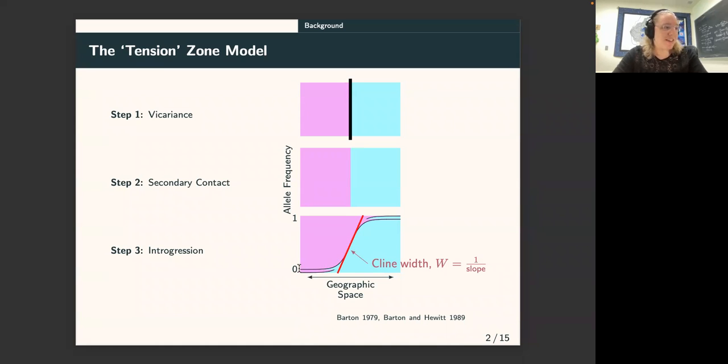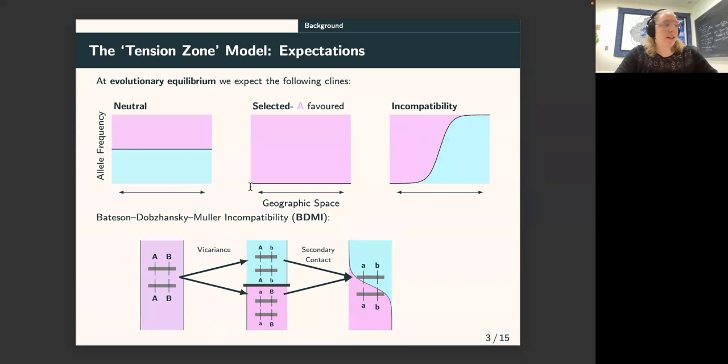Then you remove that geographical barrier, and the two populations introgress with one another and form a stable cline, a sigmoidal-shaped cline in allele frequencies. One of the things that we're going to focus on is measuring the width of this cline, which is simply the inverse of the slope at the center of the hybrid zone. All right. So what would we expect this cline to look like?